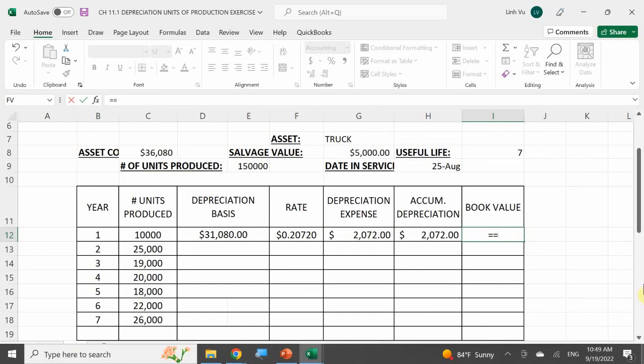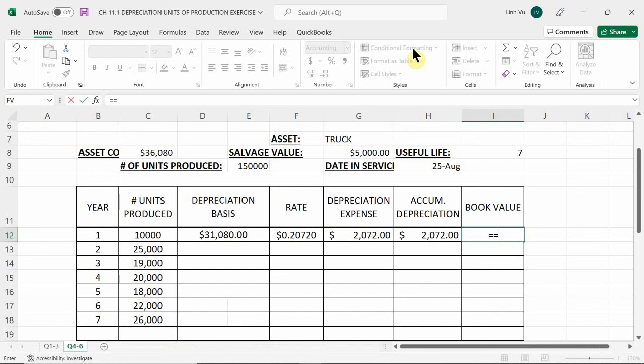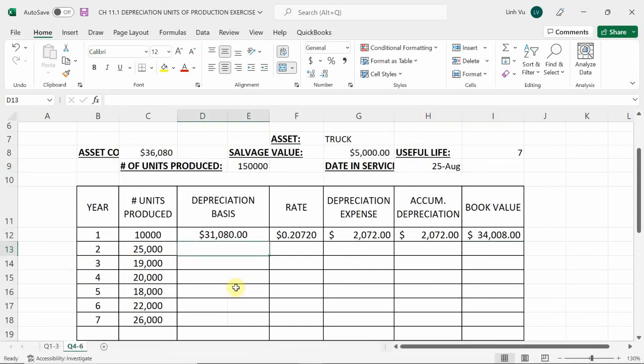Okay. So 36,000. Don't forget that $80. Minus the 2,072. What do you get? 34,008. Good. So what's my depreciation basis for the second year? The same, right? It's your asset cost minus salvage value. What's my per unit rate going to be for the second year?